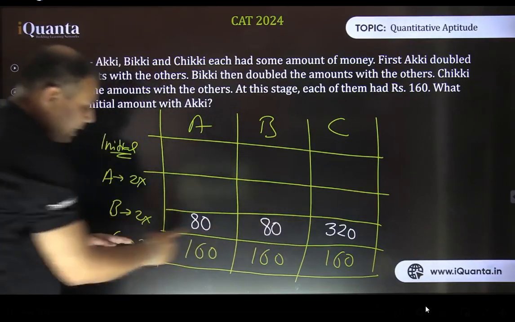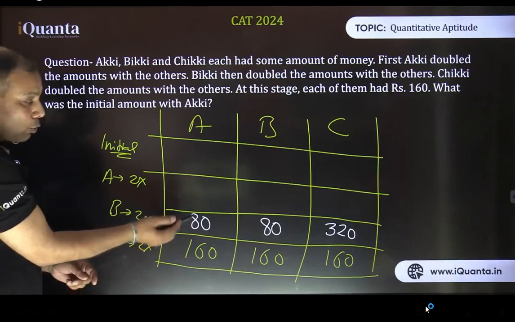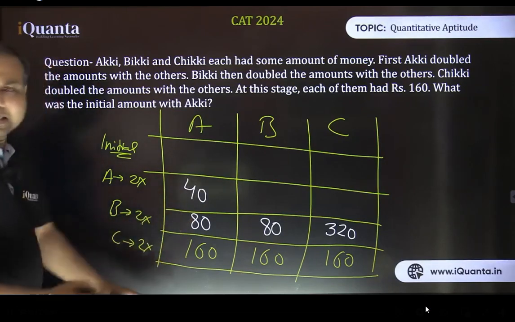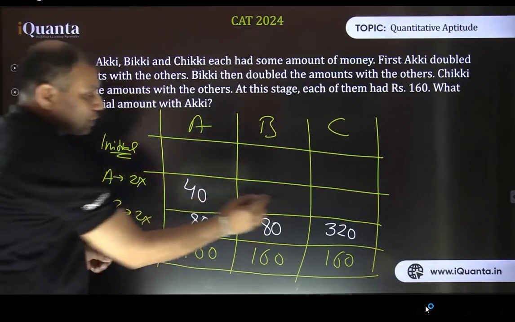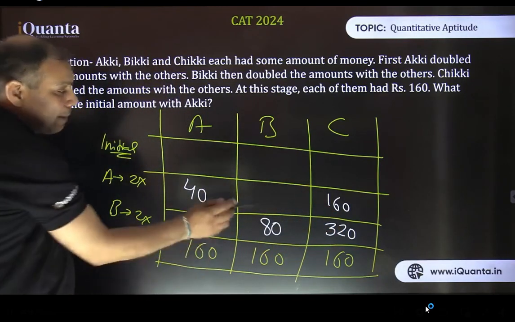So this situation arises when B has doubled the amount of others. That means when B doubled the amount of A, it got 80. So prior to this, it must be 40. Same way as I did earlier. And also the amount of C prior to this must be 160 because it is getting doubled by B. Right? That means the amount of B must be more than that.